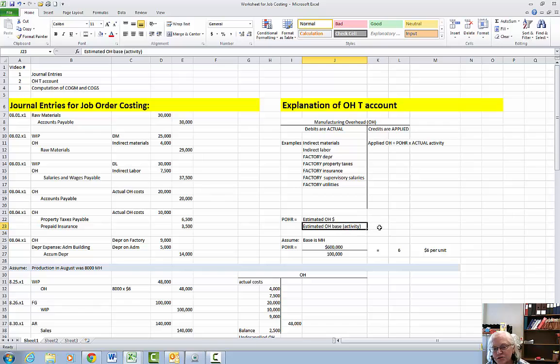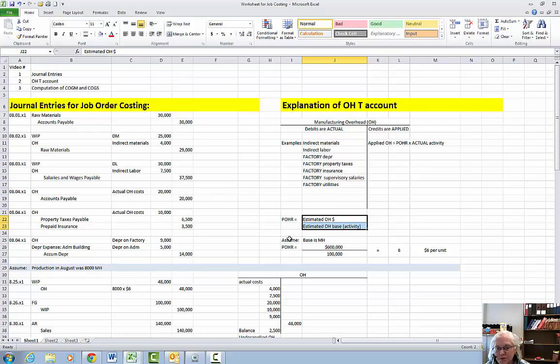So that could be direct labor dollars, direct labor hours, machine hours, flight hours, number of beds in a hospital. Could be anything you want it to be. Number of guests, number of customers. Whatever causes you to spend the overhead dollars is going to be your base.